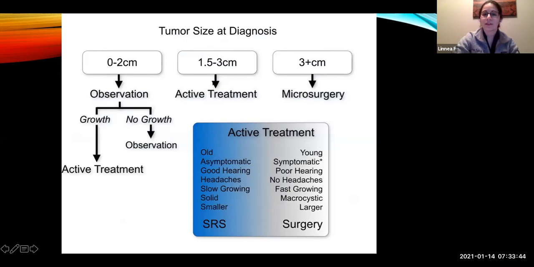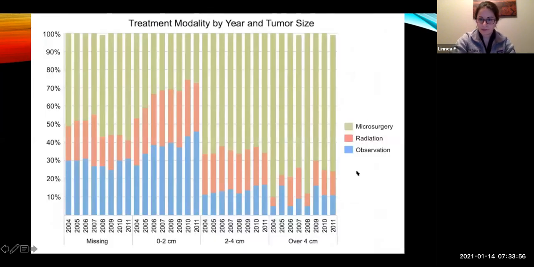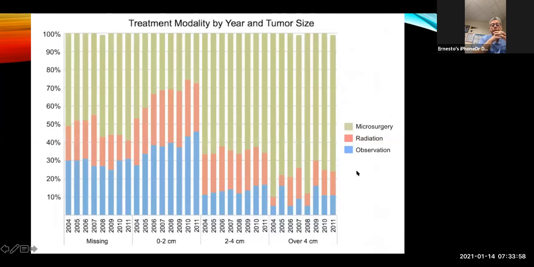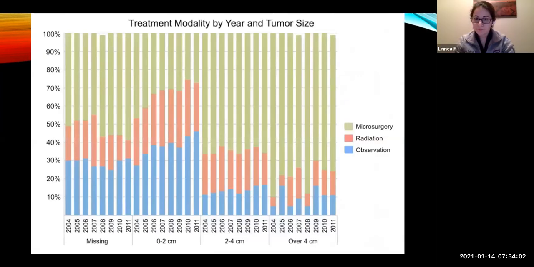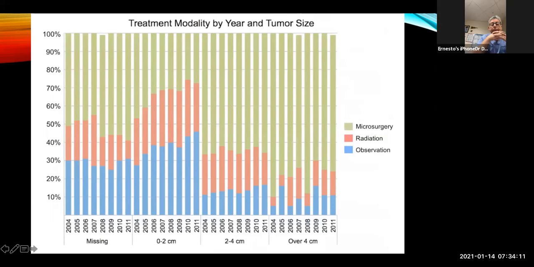If they're bigger, between like 1.5 and 3 centimeters, again, you have that decision of stereotactic radiosurgery versus surgery. But if they're larger, like 3+ centimeters, pretty much going for surgery. It depends on the pressure on the fourth ventricle, whether you do surgery or stereotactic radiosurgery. Right. Or, yeah, you get brain swell.